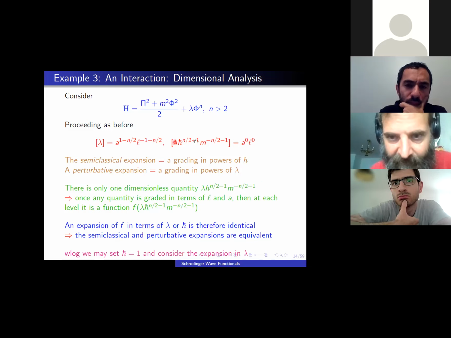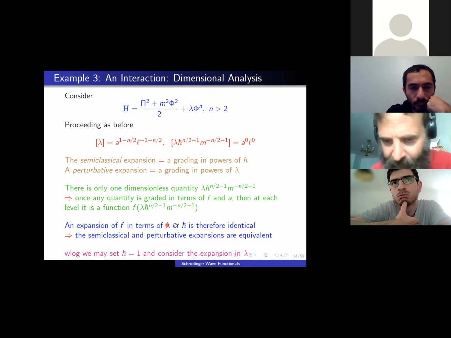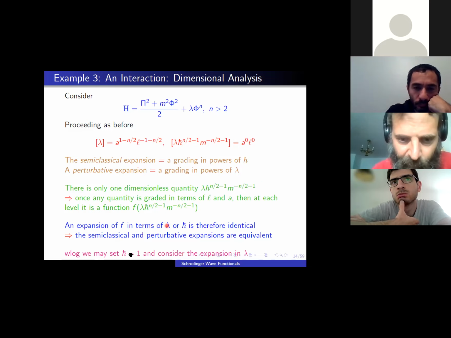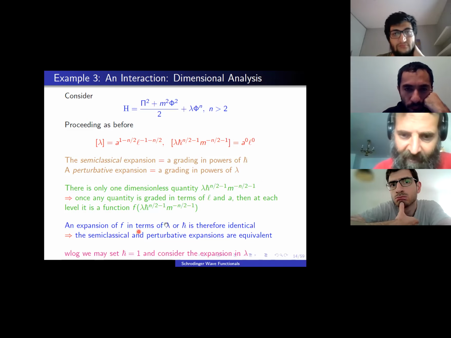Now, because this is the only dimensionless quantity around, the only thing at level 0 in the grading, any quantity you might want to compute is fixed by the grading up to some function, which is level 0 in the grading. So anything you might want to compute boils down to just finding this function f. And so these two expansions, the h bar expansion and the lambda expansion, are really just power series in f. They're exactly the same series. So the perturbative expansion and the semi-classical expansion are completely equivalent, and we can take whichever one we want. And so we fix h bar equal to 1, because there's no extra information coming from this expansion in h bar, and we just expand in lambda.